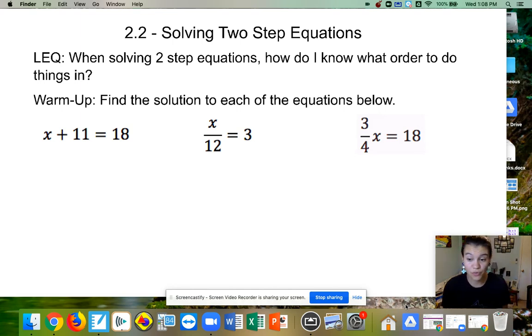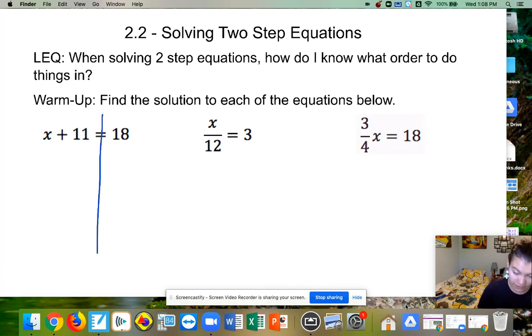So today we're going to move on to two-step equations. As a warm-up, solve these three one-step equations and then we'll talk about them. All right, so remember you want to draw your line, and anything you do on one side of the line has to be done on the other side.